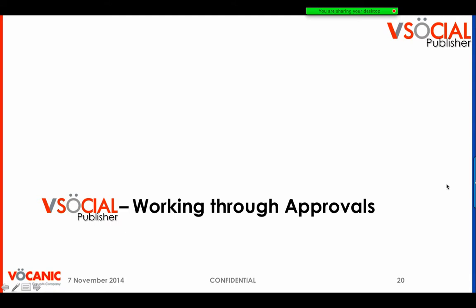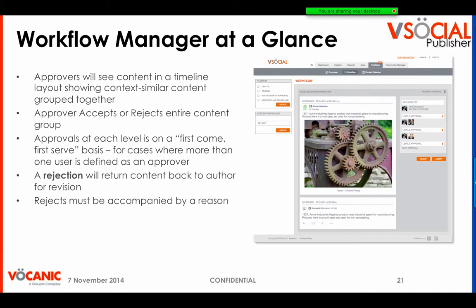Okay, now let's say the content author created the content and submitted. Let's see how the approvers will log into the system and work on the content that's waiting for their approval. Now here we have a screenshot of the workflow subtab inside of Publisher. Okay, this is where any user that has access to the workflow will be able to see content that is in the workflow, so to speak. Okay, now in this case, this one is pending approval.